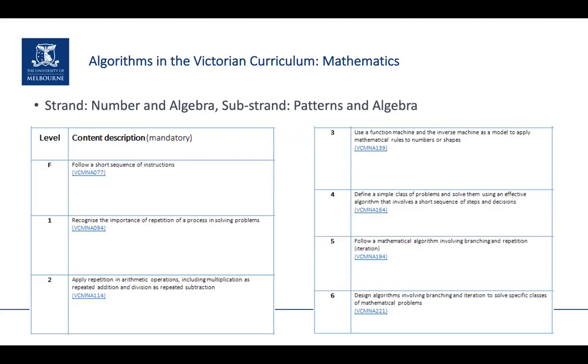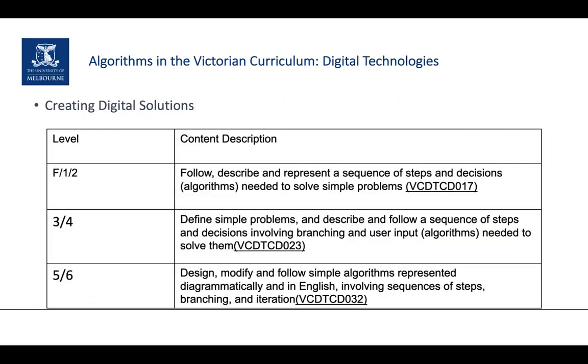So here are the content descriptors from number and algebra that cover algorithmic thinking in the primary levels. You can see that at a foundation level, all that students are required to do is to follow a short sequence of instructions. Whereas at a Year 6 level, students are required to design algorithms involving branching and iteration to solve specific classes of mathematical problems.